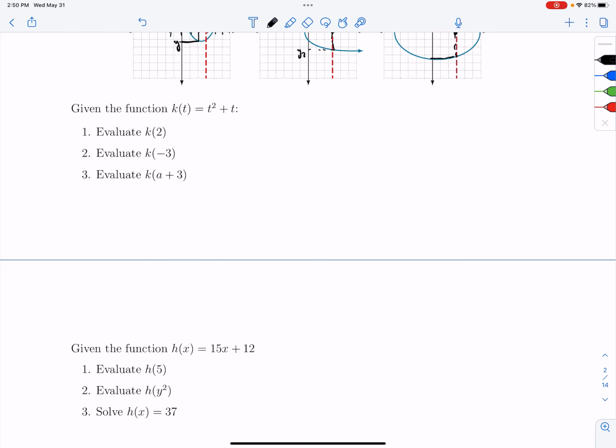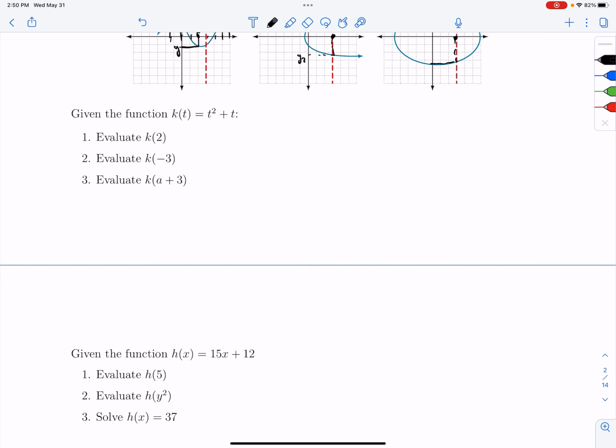All right, and then we just have a couple more examples here. Again, why don't you pause the video and see if you can solve these, and then I'll put the answers down here in a moment.